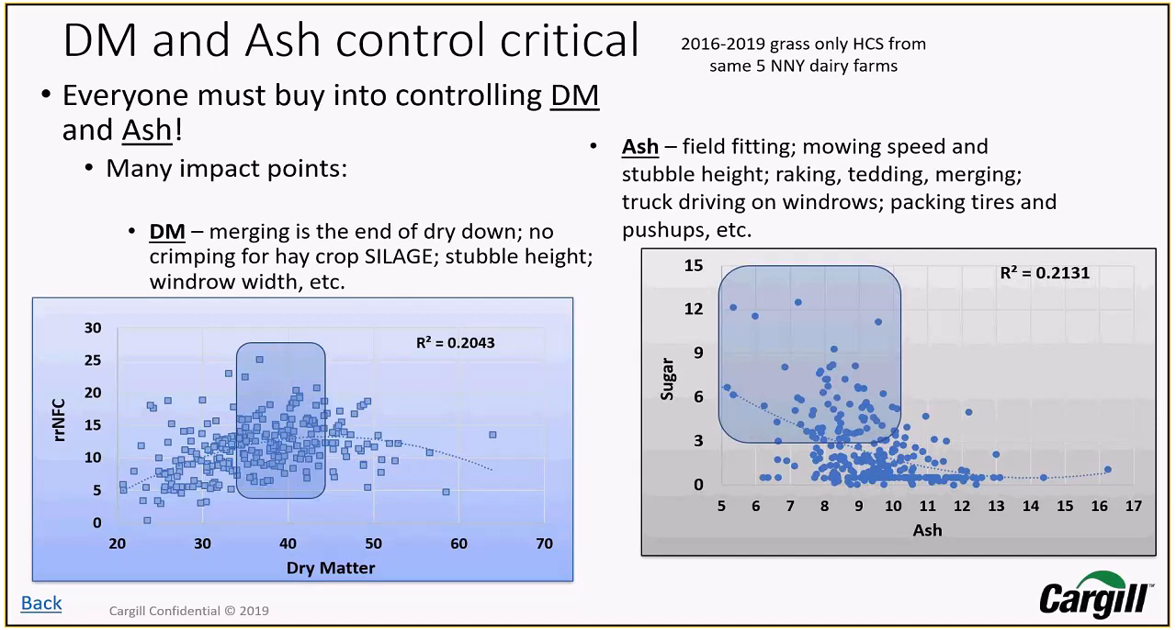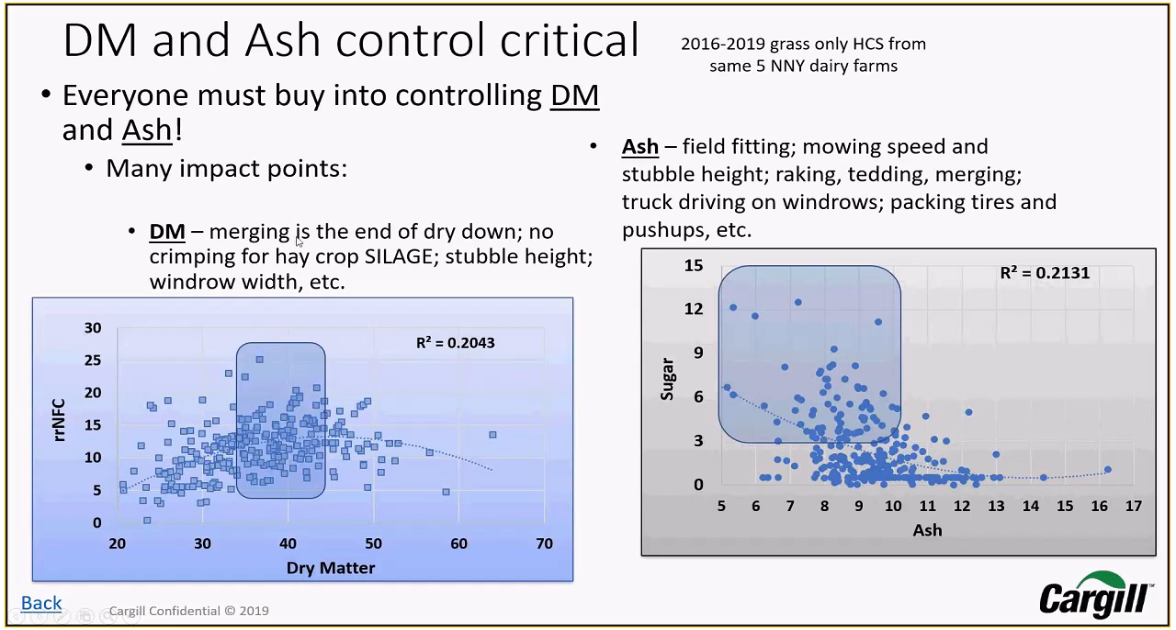So some examples of controlling dry matter and controlling the ash content from the farms that we've been looking at: four growing seasons in northern New York, grass only, so they're very consistent. Everyone on the farm really needs to buy into harvesting and chopping at the right dry matter and keeping the contaminants out of the silage mass, the dirt, the dust, the manure, and so forth. And there are many impact points for doing that.